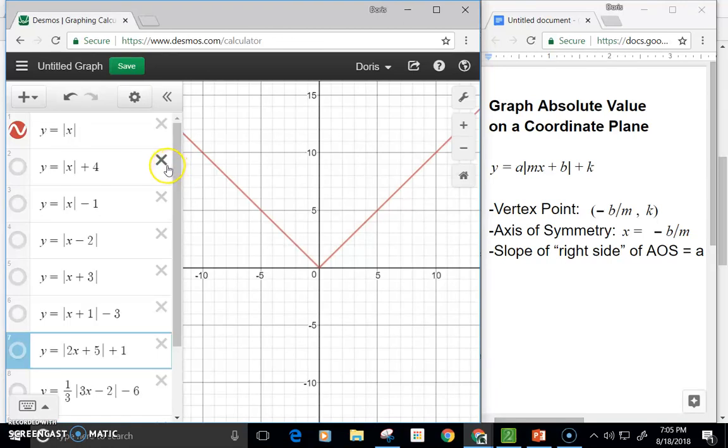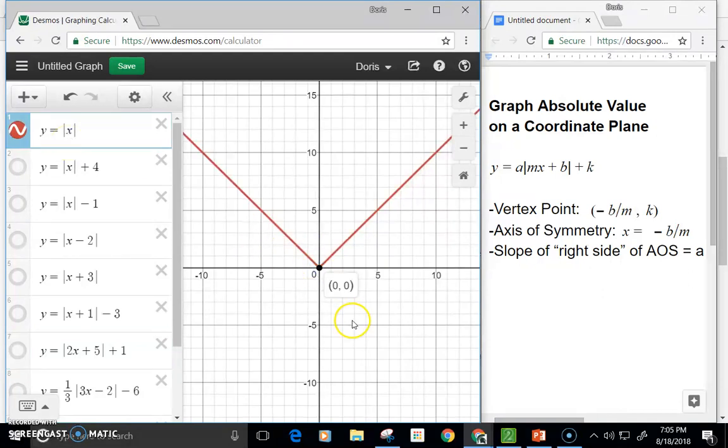Hi everyone, we're going to take a look at absolute value graphs on the coordinate plane. We're going to start by looking at what we call the parent function. That's basically where we have a relation between x and y and we don't add or subtract or change any of the coefficients of this. It's just a plain old y equals the absolute value of x. So the parent function of this graph looks like this.